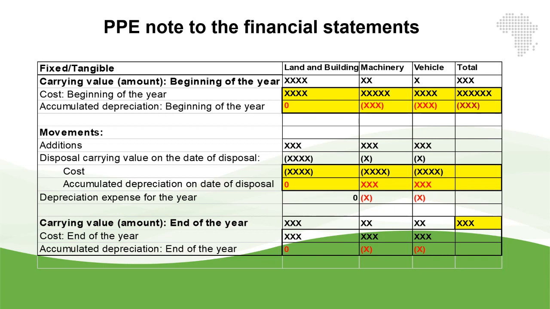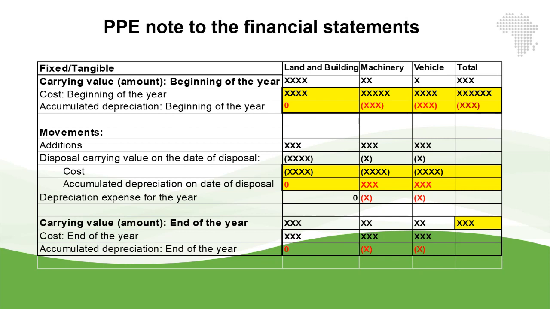Then we go to movements. So we ask ourselves now, did we buy any new PPE item? Then we're going to include that as part of additions. If we did buy maybe land and building, you will have to add that amount of land and building here. If we bought machinery, you will have to add that machinery there. If you bought a vehicle, you will have to add it.